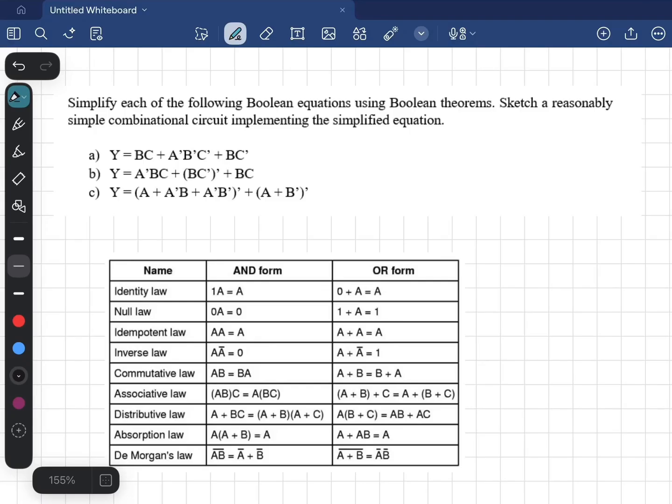Hey guys, welcome back to another video in the Digital Logic series. Today we're looking at a problem from the textbook about simplifying Boolean expressions and sketching gate diagrams.